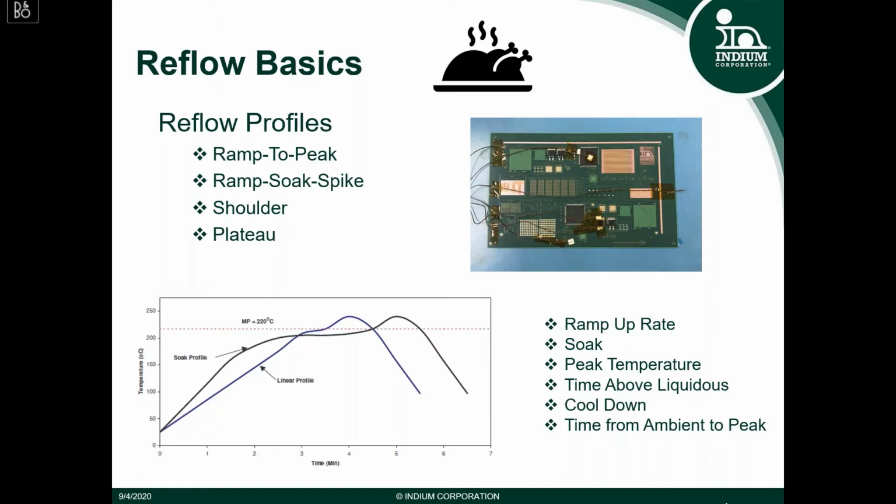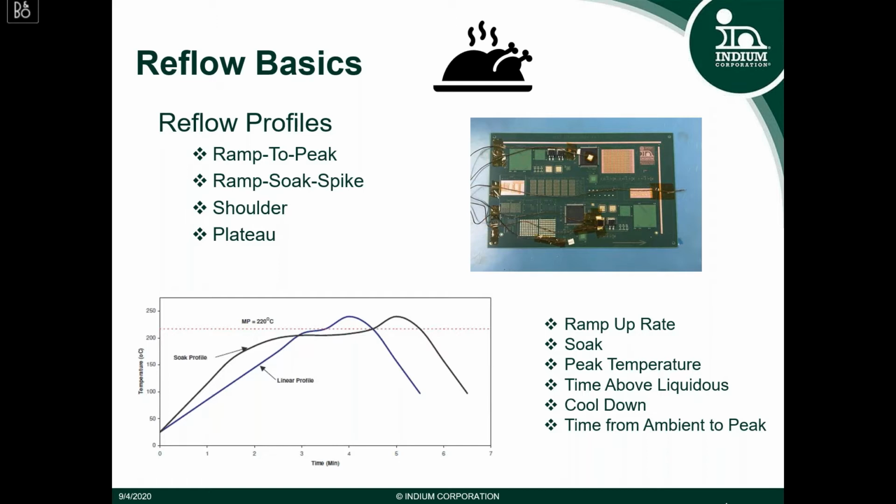You have the ramp up rate, which is essentially how fast your assembly is heating up. You have the soak time, which is optional in a lot of profiles, where you hold your reflow temperature at a given range for a given amount of time. You have the peak temperature, which is the maximum temperature that your assembly sees. You have the time above liquidus, which is the amount of time that the solder is molten.